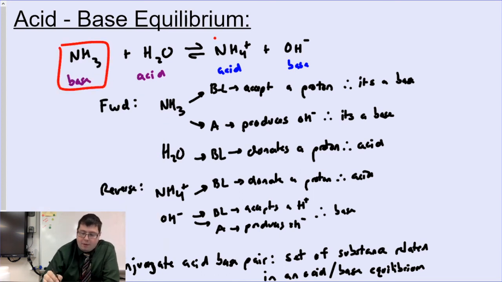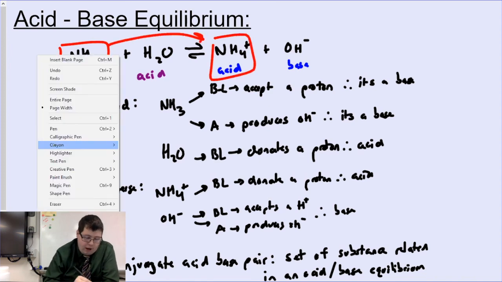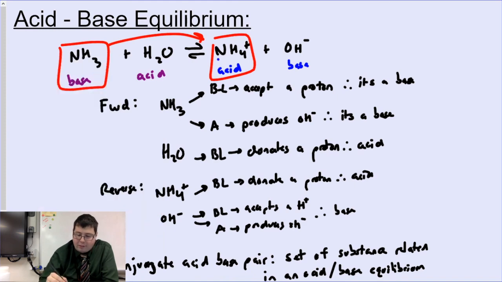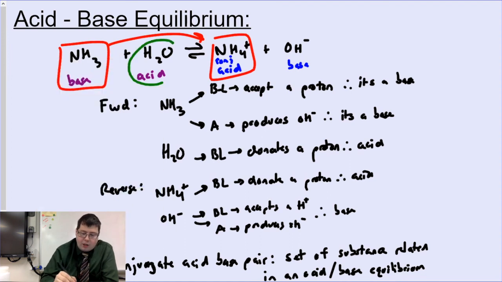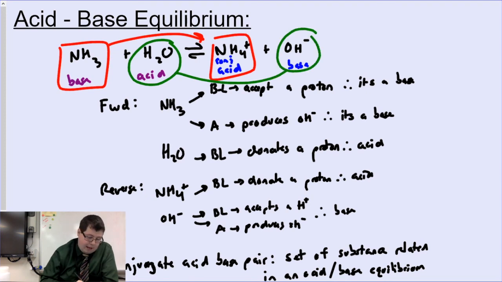And so I can pair these up and say that NH4+ is the conjugate acid of NH3. We can predict that because by having NH3 accept a proton as a base, it forms a conjugate acid. Similarly, my water is in a conjugate acid-base pair with our OH minus. By donating a proton, my water acts as an acid and forms this conjugate base.